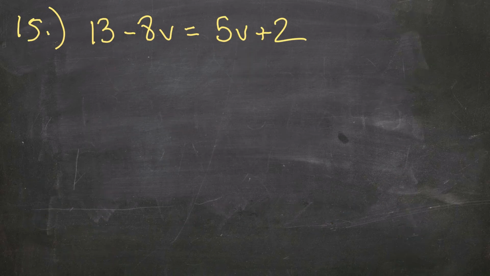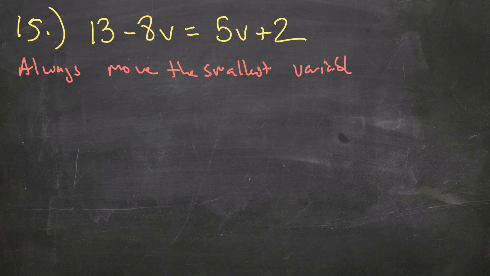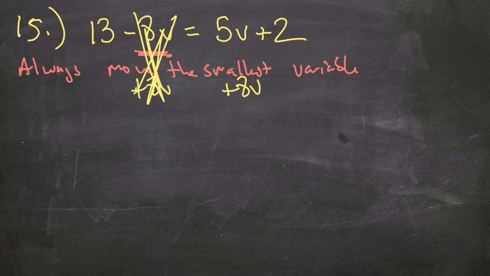Alright, 15. 13 minus 8v equals 5v plus 2. Now, I always move the smallest variable. So negative 8v is smaller than 5v. Alright? So I'm going to add 8v to both sides, because I want that to cancel. I get 13 equals 13v plus 2.